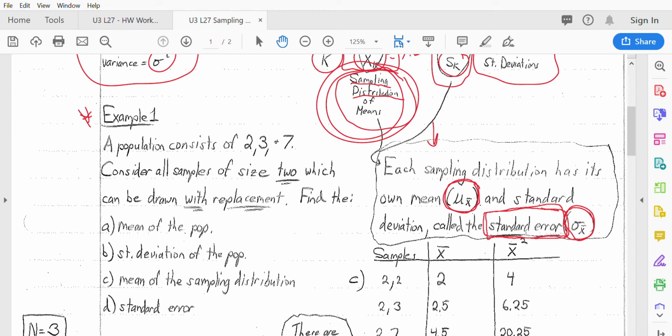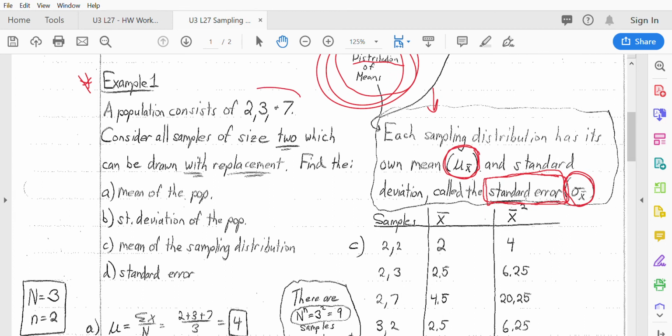A population consists of 2, 3, and 7. Consider all samples of size 2 which can be drawn with replacement. Find A, the mean of the population, B, the standard deviation of the population, C, the mean of the sampling distribution, and D, the standard error.